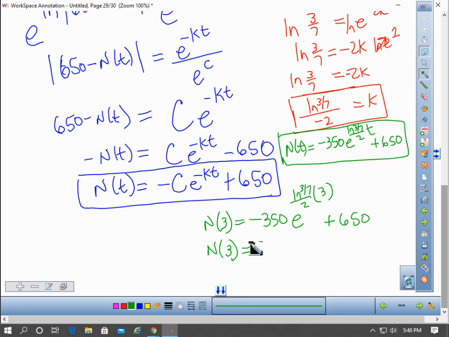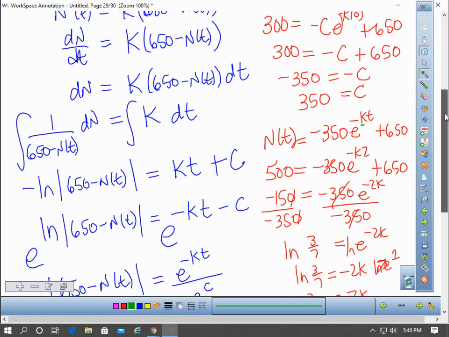So I'm typing in negative 350 and then e raised to the whole quantity 3 times the natural log of 3 divided by 7, and then that'll be divided by 2. And then I'm going to add 650. And so that's giving me 551.802.